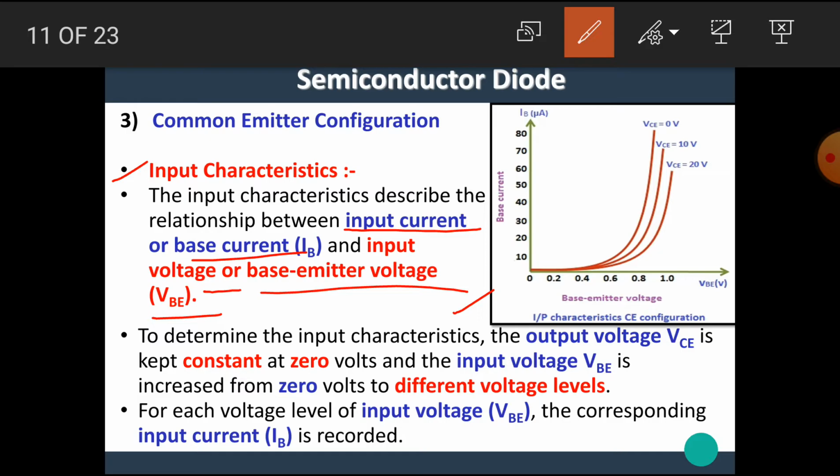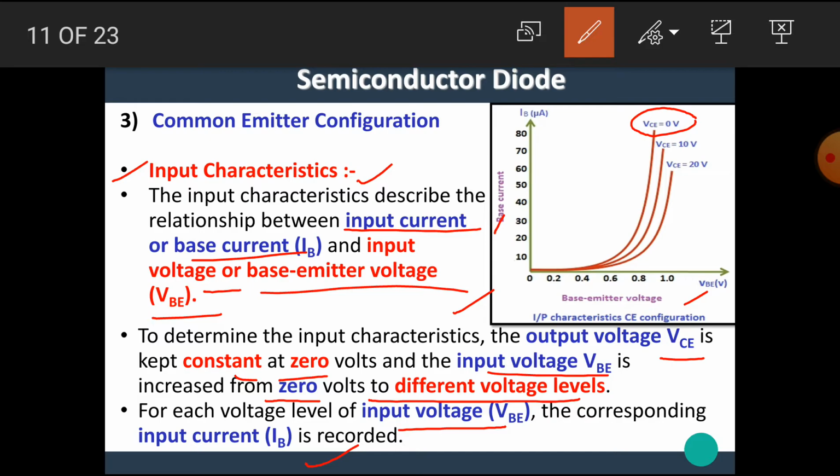To determine the input characteristics, the output voltage VCE is kept constant at 0 volt and the input voltage VBE is increased from 0 volt to different voltage levels. For each voltage level of input voltage VBE, the corresponding input current IB is recorded. That means the input characteristics is the graph of input current versus input voltage, while at the same time the output voltage VCE is kept constant.